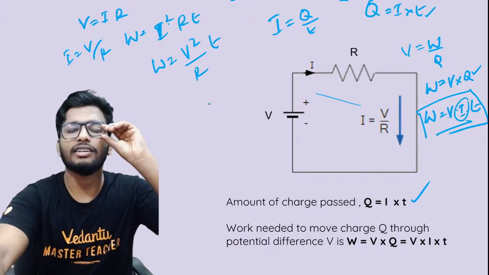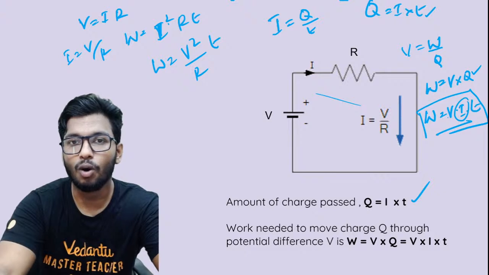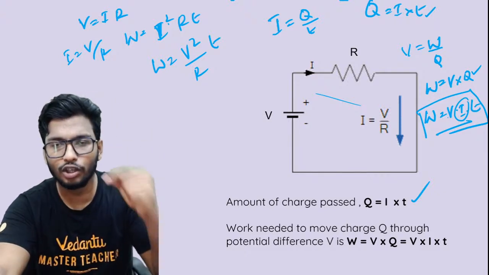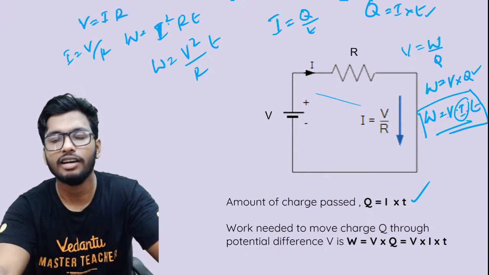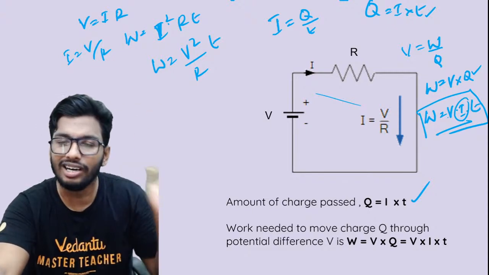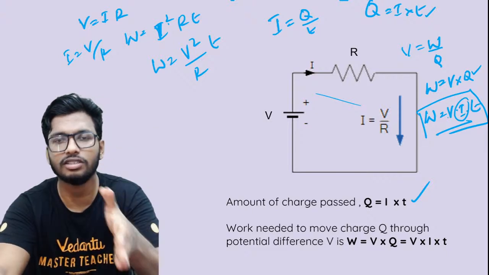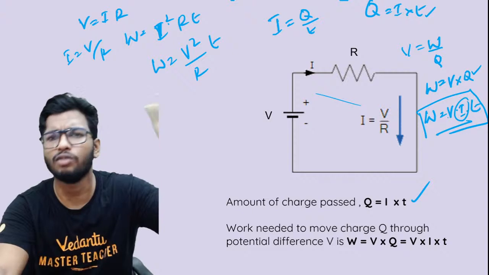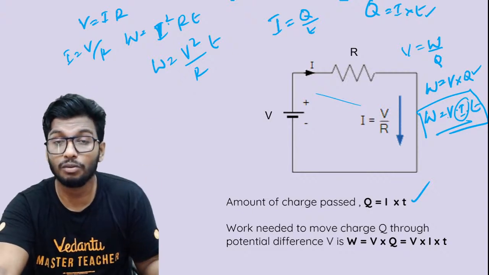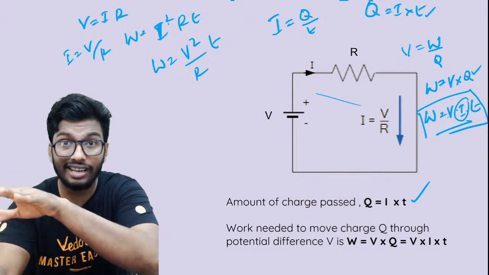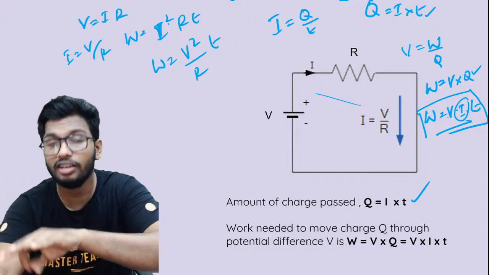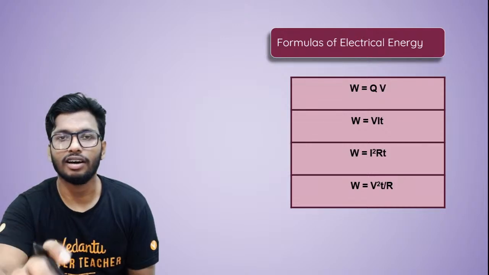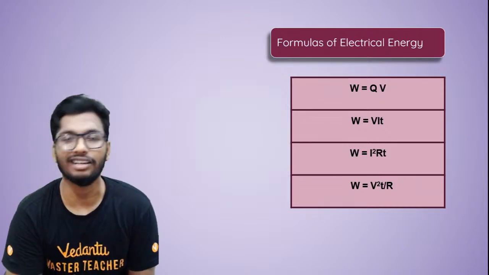These are all formulas that you derive depending on what value is given to you. For example, if they have not given you the current and are asking you to find the work done, using potential difference, resistance and the time for which the current flows through the circuit, you can find the work done. It is not necessary that you have all three values, voltage, current and time taken. If you have any two values, you can find the electrical energy or work done.